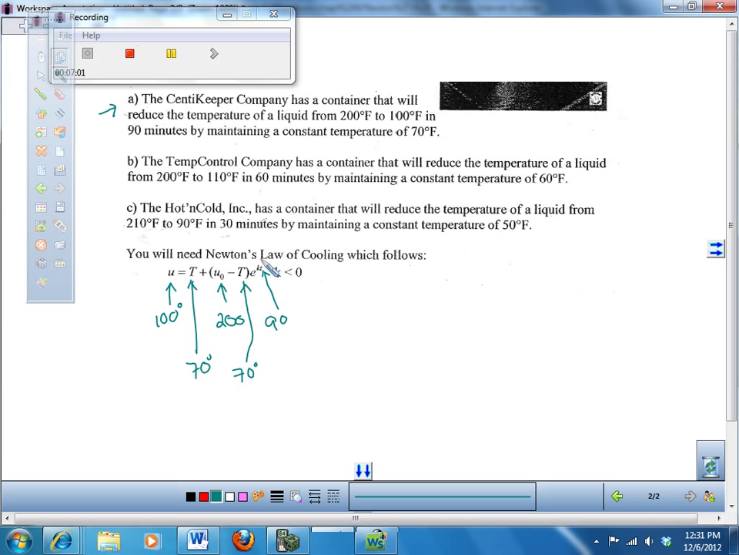All right? So the first thing you're going to do is solve this for K, and you're going to end up with something that looks like 100 equals T, which in this case is 70, plus 200 minus 70, which is what? 130. Oh, this is an advanced class, so you know that. E to the K times 90. And I'm just not going to do it. You solve this for K, and this will give you your constant for that particular container.